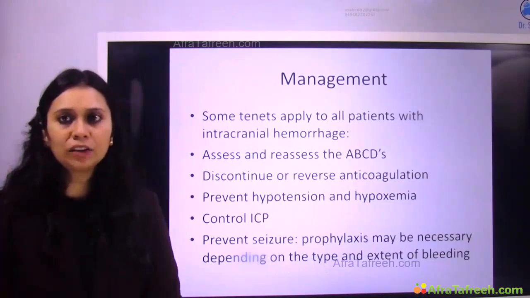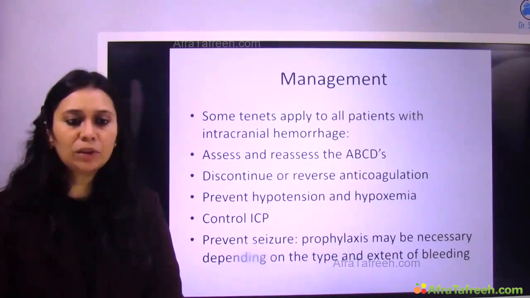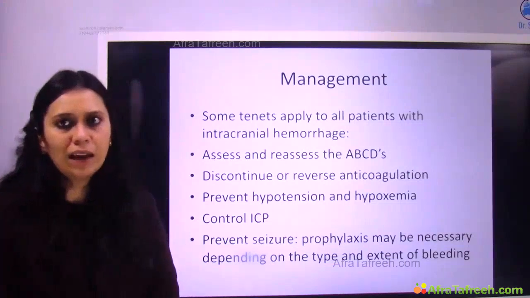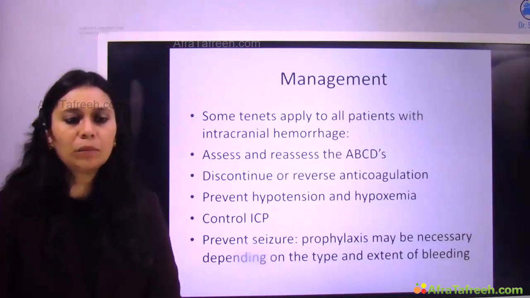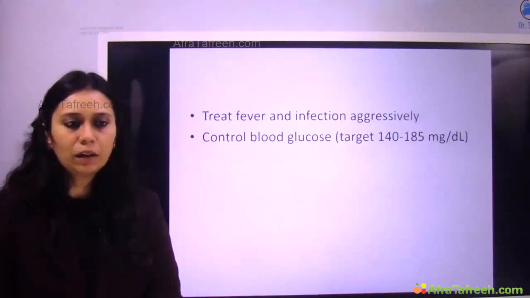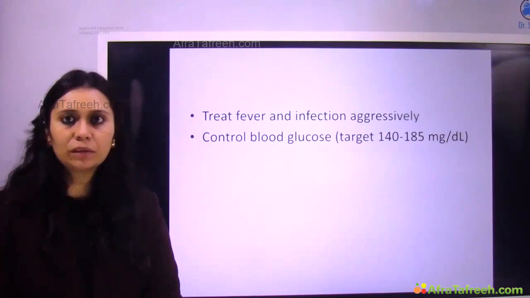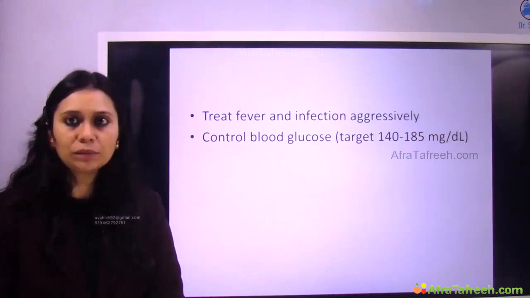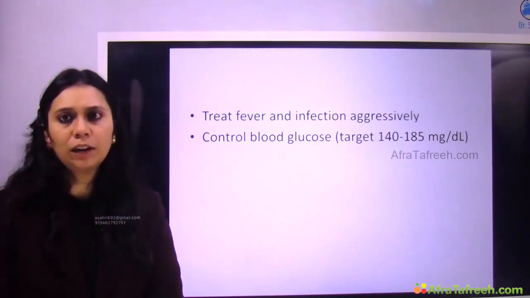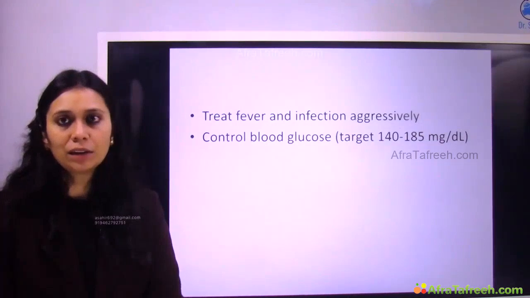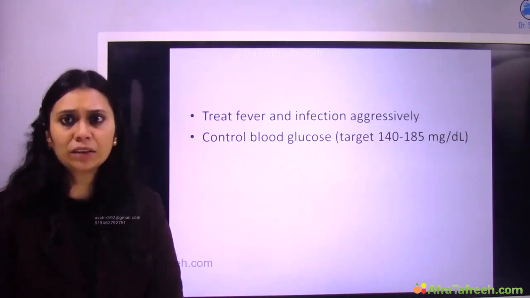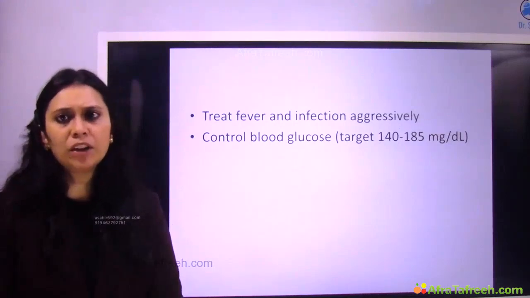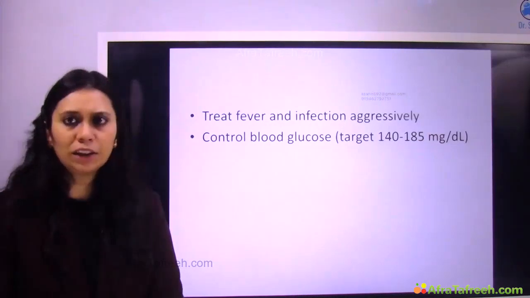Now in ICH, clear-cut benefits, unlike subarachnoid hemorrhage, have been shown with anti-seizure prophylaxis, right? So we need to start anti-seizure prophylaxis, and it depends a number of times on the type of bleeding and amount of bleeding. If the patient's core temperature is increasing, we have to aggressively manage any fever, any infection. We have to maintain the blood sugar. I talked about Cushing triad. If the patient's blood pressure is increasing, heart rate is decreasing, and respiratory pattern has changed, then ICP has increased. So there is an imminent threat of brain herniation, and we have to do something to decrease the intracranial pressure.